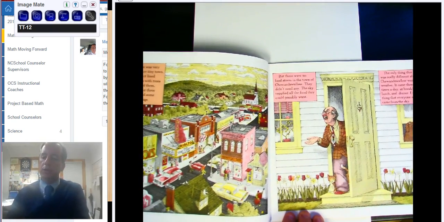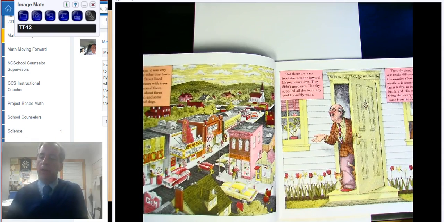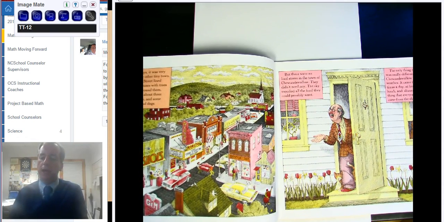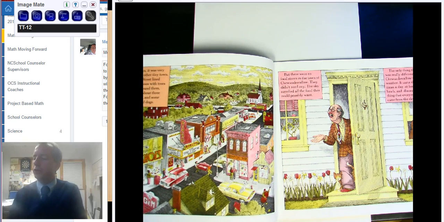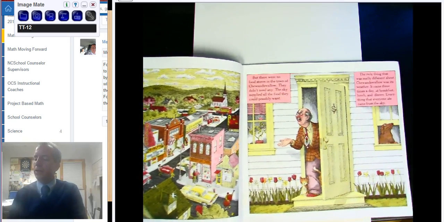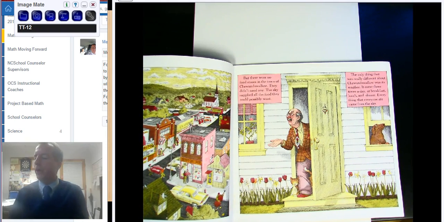In most ways, it was very much like any tiny town. It had a main street lined with stores, houses with trees and gardens around them, a schoolhouse, about 300 people, and some assorted cats and dogs. But there were no food stores in the town of Chew and Swallow. They didn't need any. The sky supplied all the food they could possibly want.